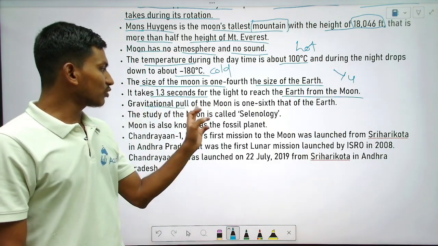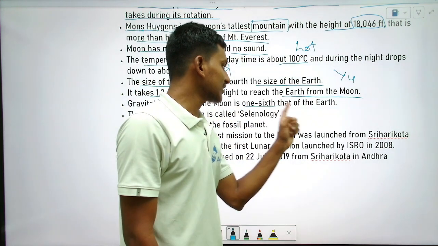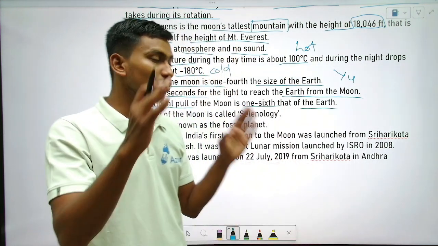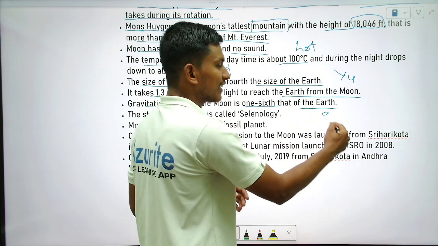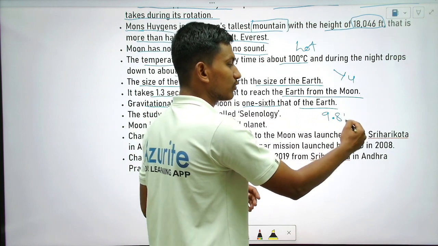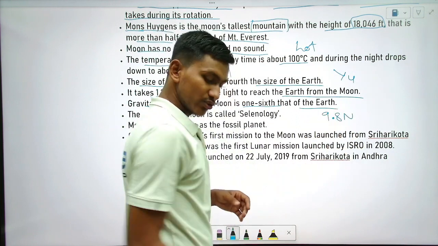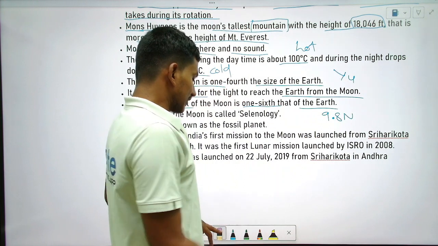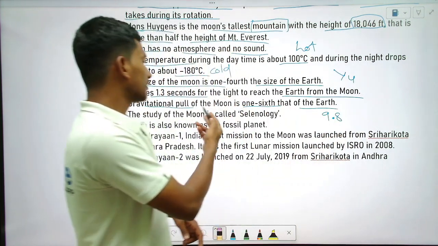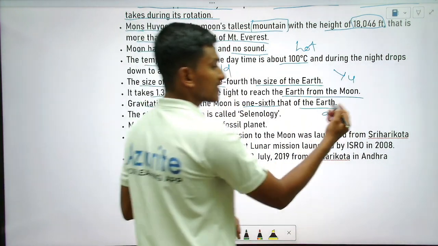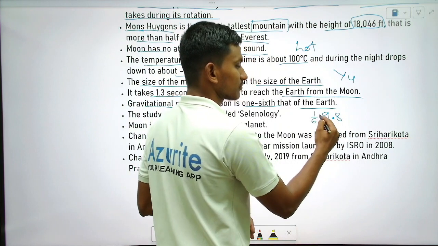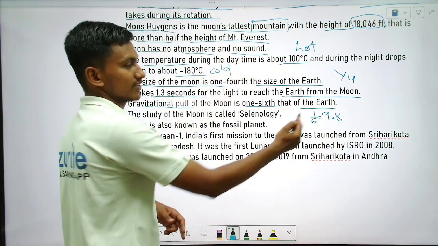The gravitational pull of the moon is 1/6 that of the earth. The gravitation of the earth is near 9.8 newtons. How much? 9.8. So here, the moon's gravity is how much? 1/6 of this. Okay, 1/6 of this.